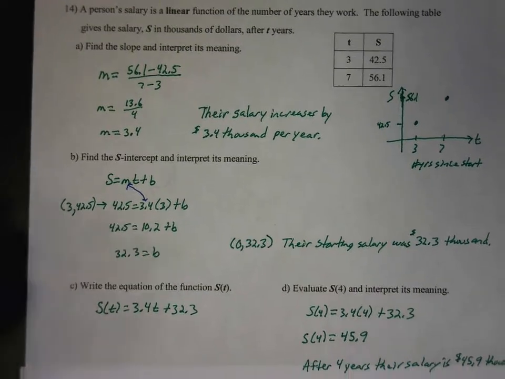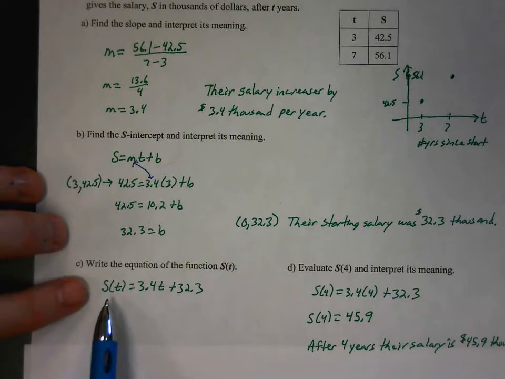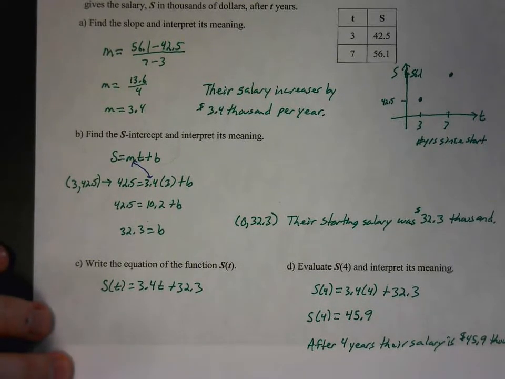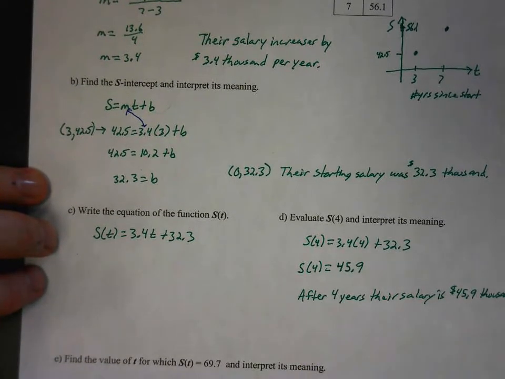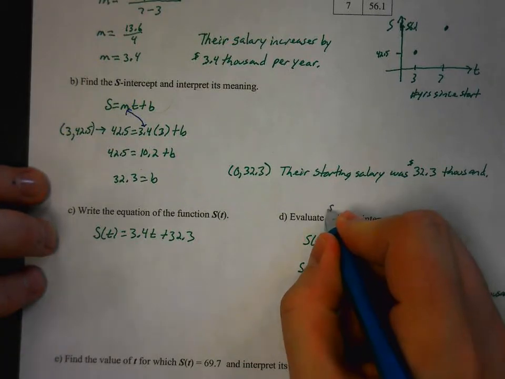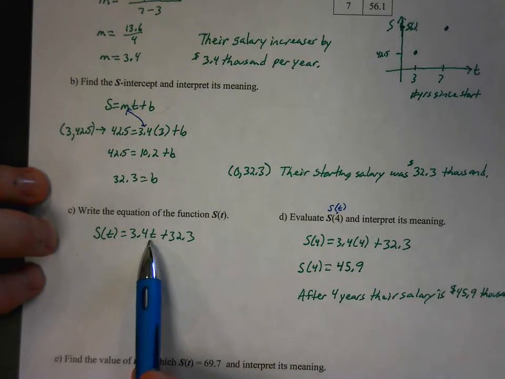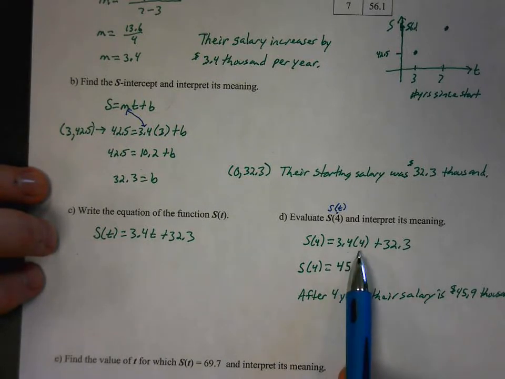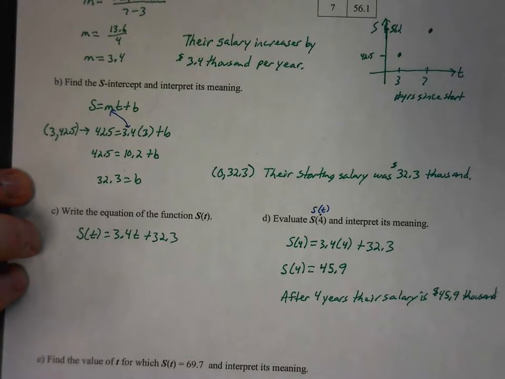In part C, just using function notation instead of s equals, we're going to use function notation s of t. So we have 3.4t plus 32.3. And then s of 4 in part D. Remember our function is s of t. So the t value is 4, which means everywhere you see a t in your equation, you're going to put a 4. So 3.4 times 4 plus 32.3. So s of 4 equals 45.9, which means after 4 years, their salary was $45.9 thousand.